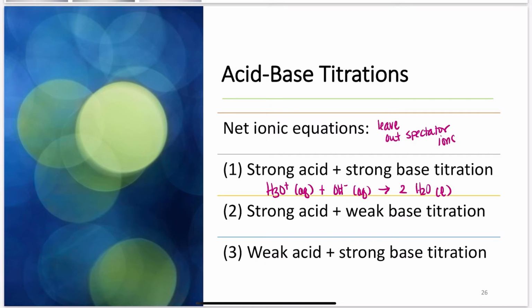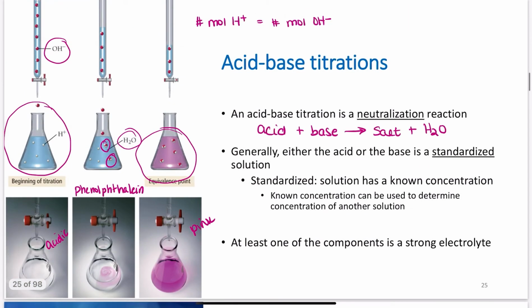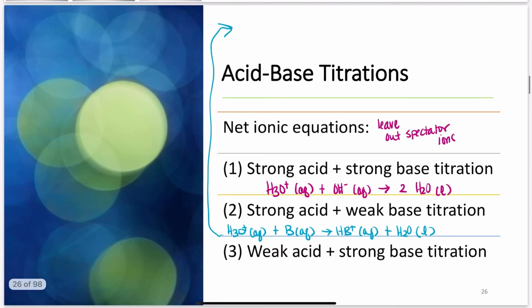If we have a strong acid plus a weak base, your strong acid is H3O plus. Remember, H3O plus on the reactant side means strong acid. Weak base, aqueous, or weak base is B, and it's aqueous, giving me HB plus plus H2O. You can also have a strong acid, weak base system where you have strong acid, H3O plus, and conjugate base, giving you HA plus H2O.